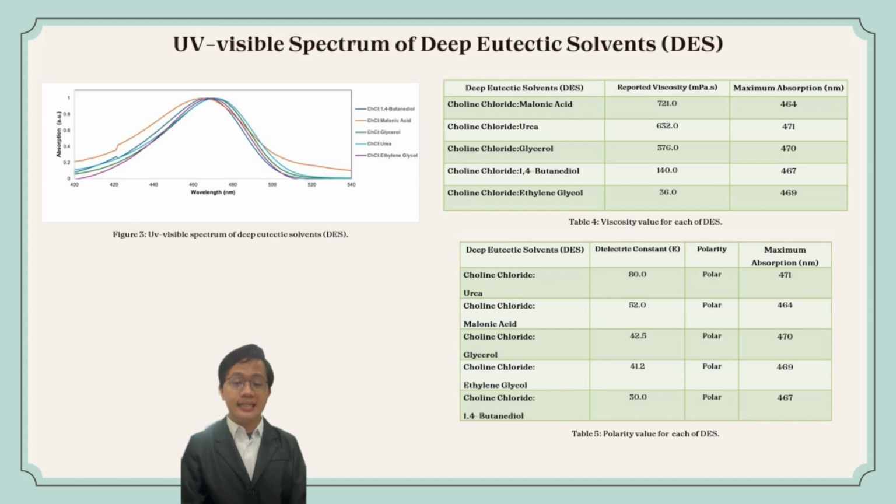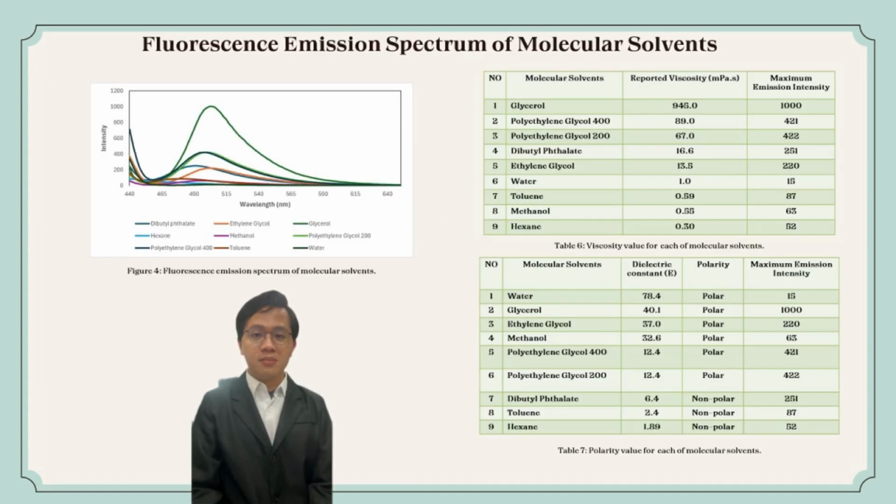Similarly, for DES, there is no consistent trend for either polarity or viscosity, which suggests that DCVJ exhibits sensitivity to both factors. For fluorescence spectroscopy, the acquired fluorescence spectrum analysis of molecular solvent identified the maximum intensity for each solvent. The spectrum analysis revealed no consistent trend concerning both polarity and viscosity, highlighting DCVJ sensitivity to these factors.